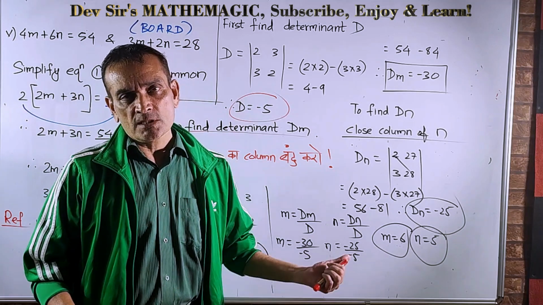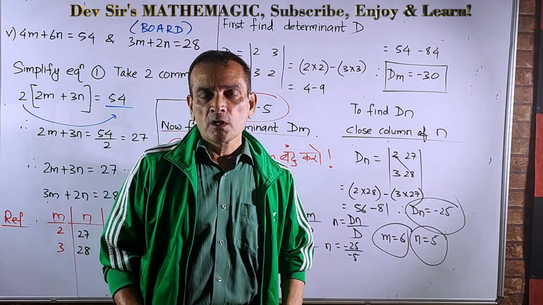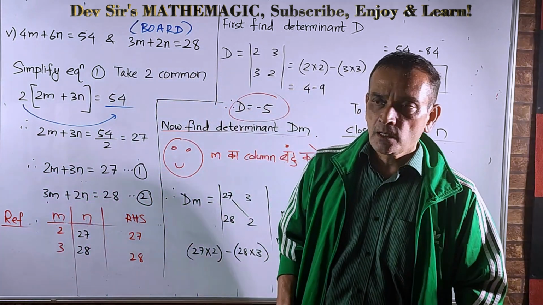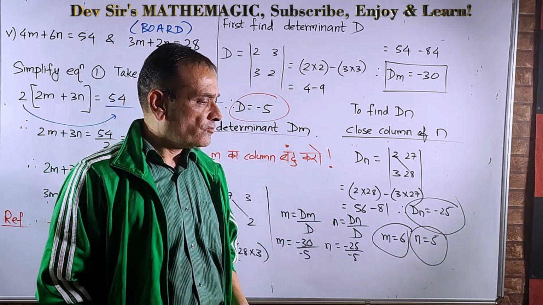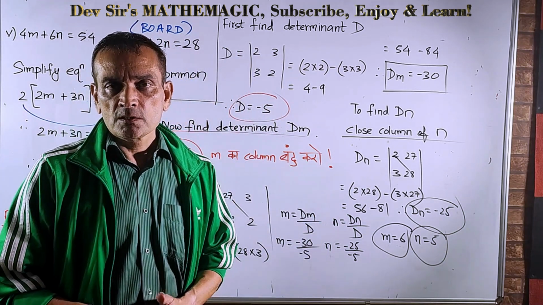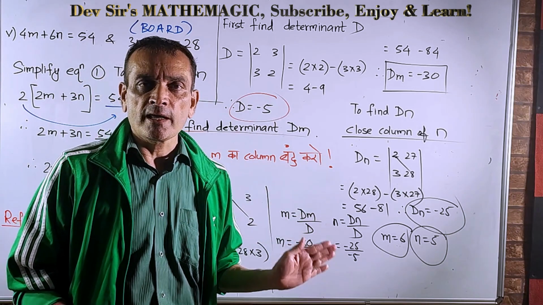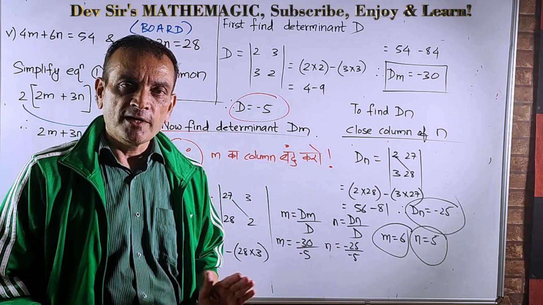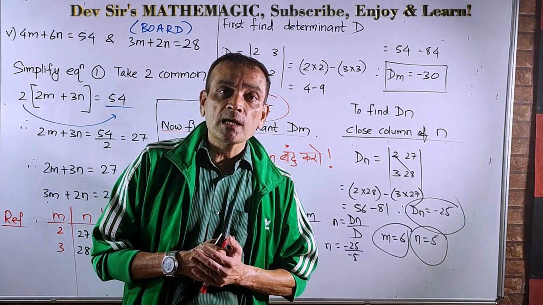It is like a game. Just practice. You can do 4-5 sums on your own. If you have any doubts, you can ask me. Enjoy the process. So we'll stop here today. What we learned today is called solving equations by using Cramer's rule, method of determinants. Right? Okay.